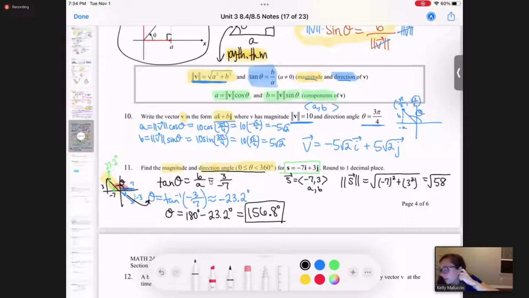At least I think I did it right. 49 and 9, yeah, this should be 58. So the square root of 58, and you could leave it like this. However, it does say to round, so I'm going to also round this norm. So we'd say the square root of 58 is approximately 7.6. Okay, so there's our magnitude and direction.